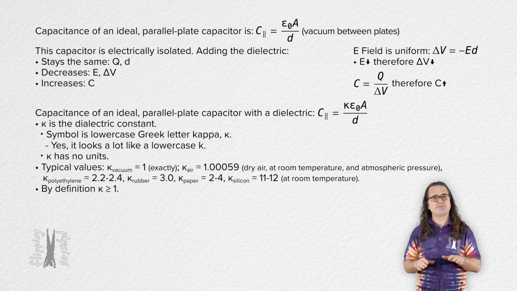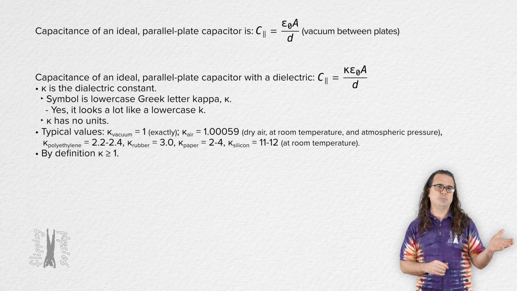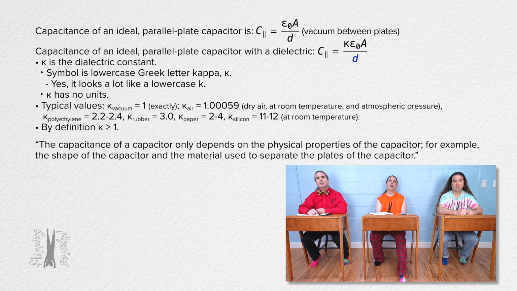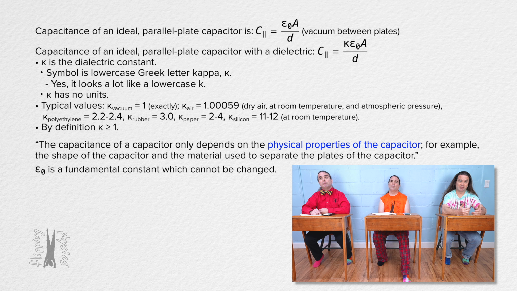And let's return for a moment to something I said near the beginning of this lesson. Billy, could you please read this quote? The capacitance of a capacitor only depends on the physical properties of the capacitor. For example, the shape of the capacitor and the material used to separate the plates of the capacitor. Oh, I get it. The capacitance of a parallel plate capacitor is only determined by the dielectric constant of the material between the plates, the area of one of the plates, and the distance between the two plates. Those are all physical properties of the capacitor.